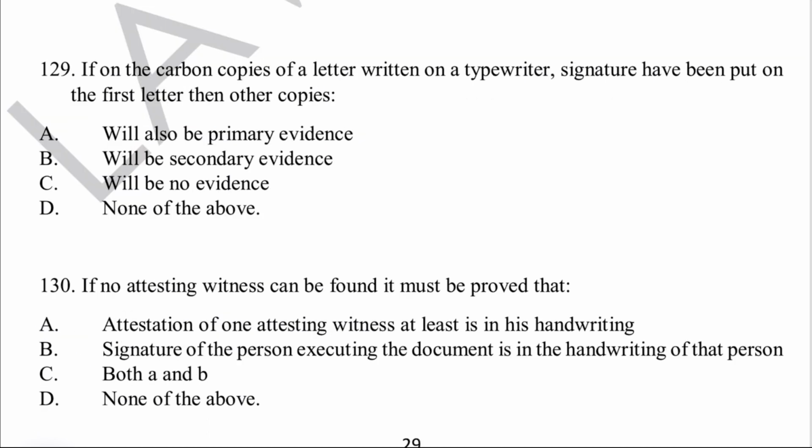Now come to question number 129. If on the carbon copies of a letter written on a typewriter, signature have been put on the first letter, then other copies will become what? Will also be primary evidence, which is section 62 Evidence Act, will be secondary evidence, which is section 63 of Evidence Act, will be no evidence, or none of the above. They will become what? Secondary evidence. Option B is the correct answer.